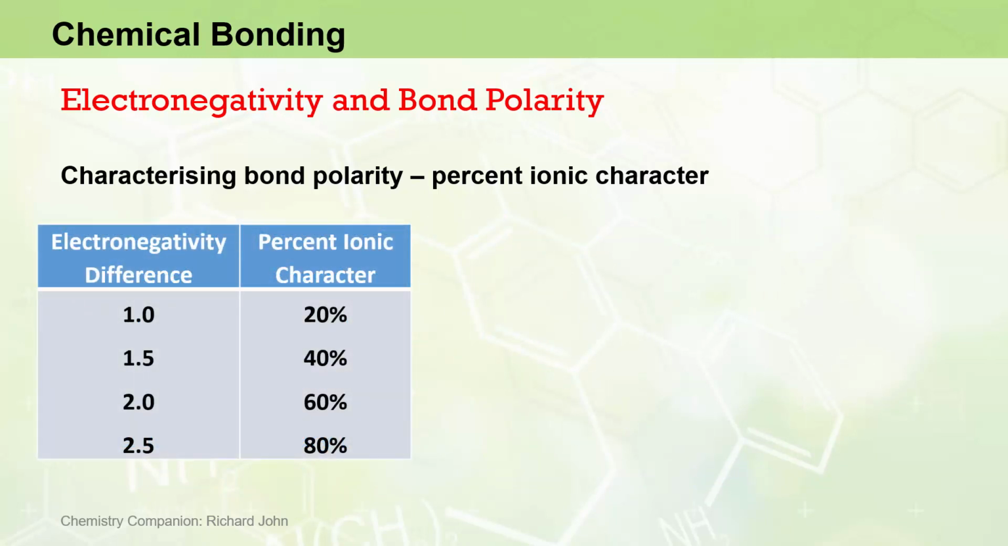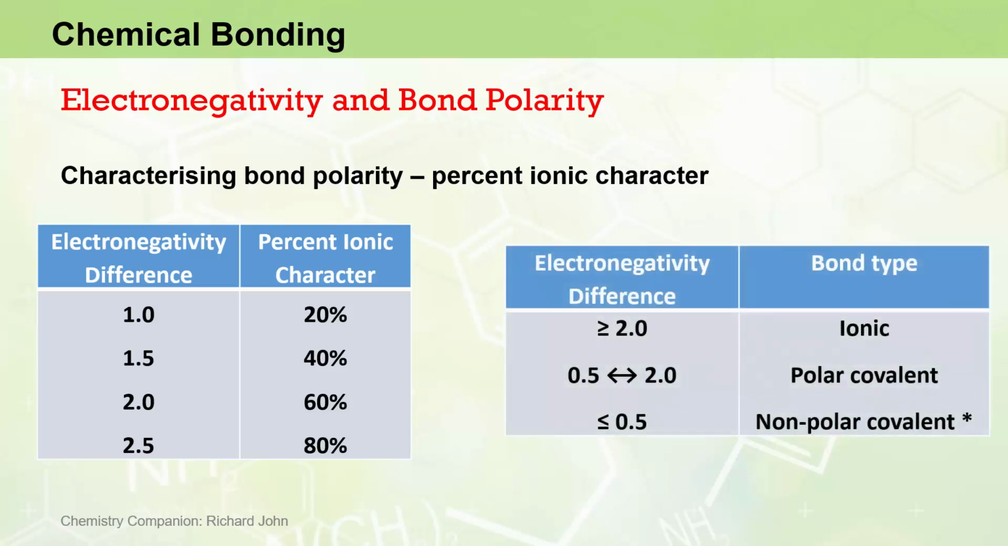We can quantify the percent ionic character of a bond by using the difference in the electronegativity values of the atoms involved in a bond as shown in this table. And while there is no definitive boundary between ionic and covalent bonding, it is still useful to describe bonds using these labels. As a rough guide, we can say that bonds where the difference in electronegativity values of the two atoms is 2 or greater can be considered ionic bonds.